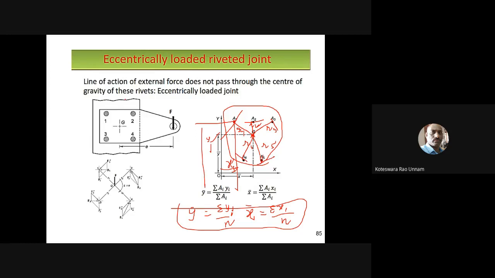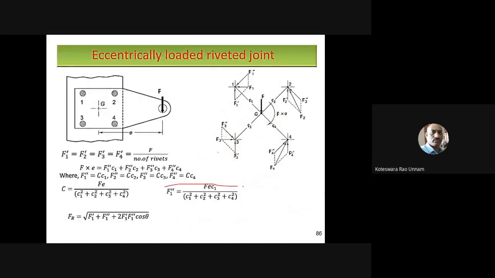Then, based on your moment direction, you need to take the direction of your secondary shear force. So, something like this. If the applied moment is clockwise, your reaction is going to be anti-clockwise. All these arrows will rotate in the anti-clockwise direction. Once I know that, using the relations, these equations we just discussed, you can easily calculate the secondary shear forces. Primary shear forces are the same for all the rivets, which is nothing but the applied load divided by the number of rivets only.